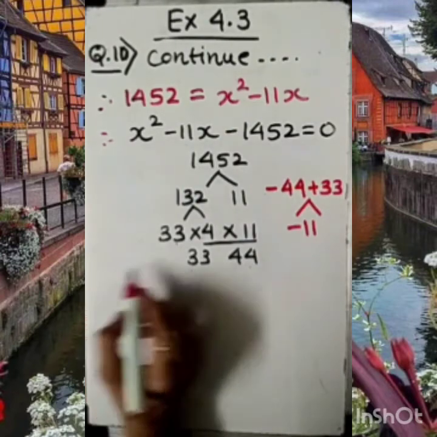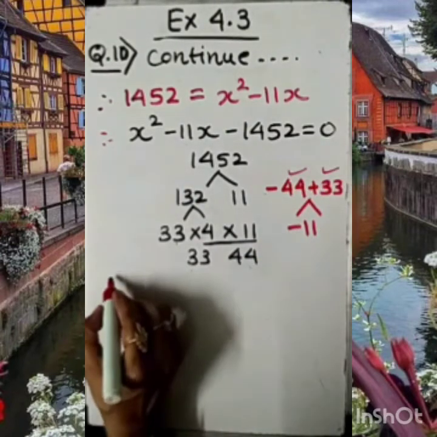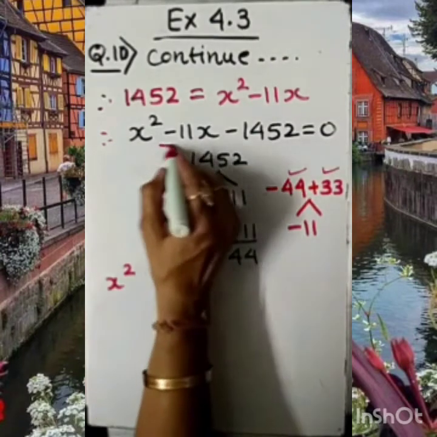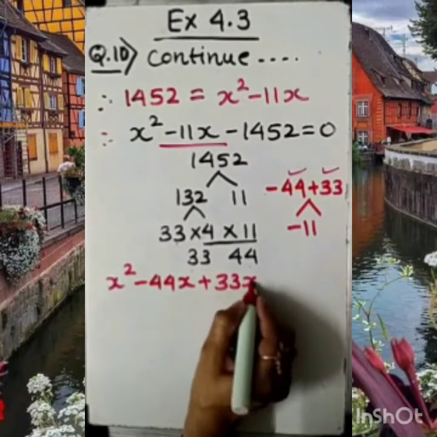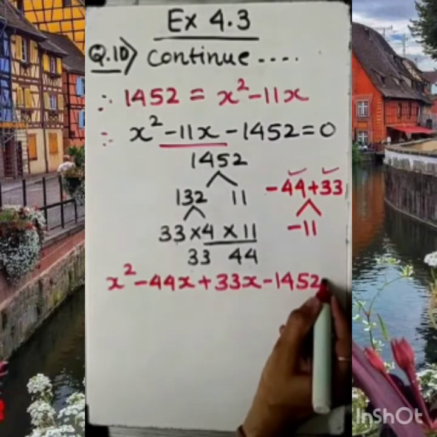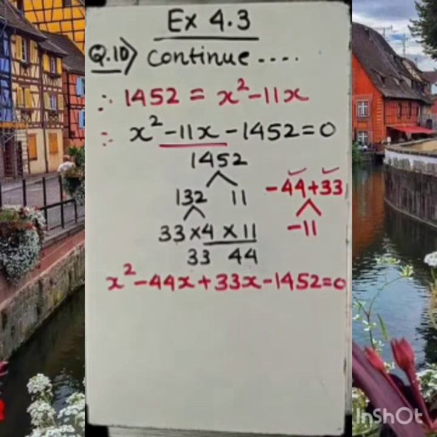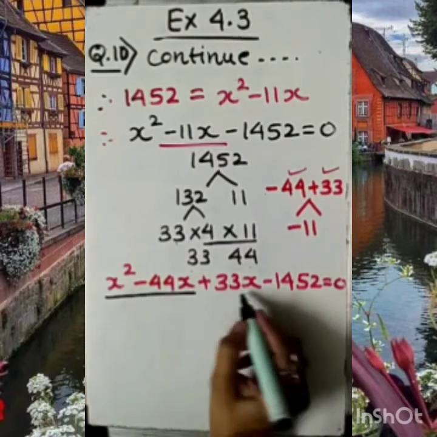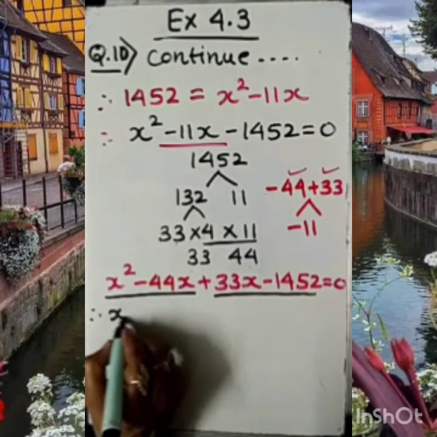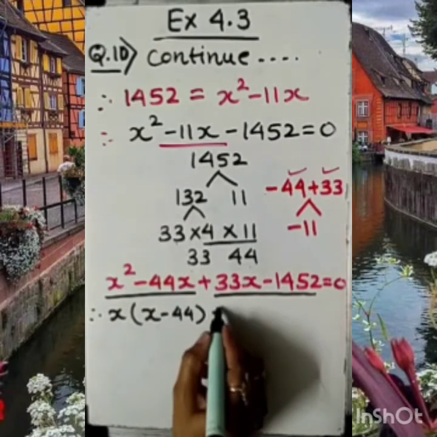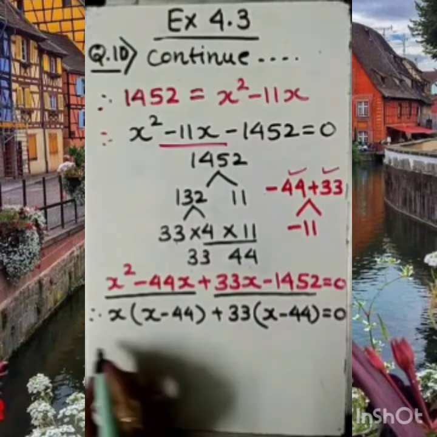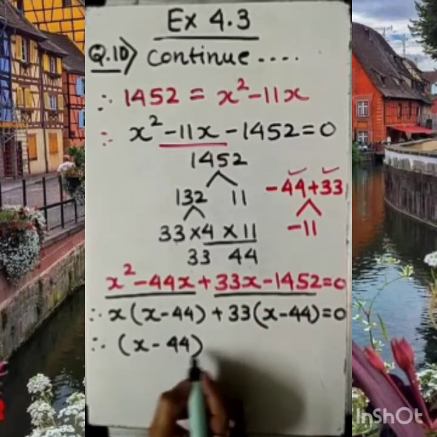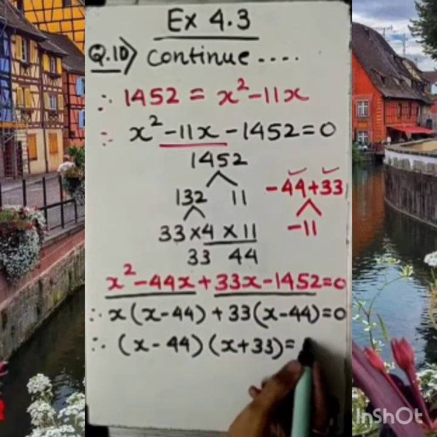So dear student, these two are the factors which we are making as the middle term. So we will have x square, and in place of this, I need to write minus 44x plus 33x minus 1452 equal to 0. Clear? Now, from the first two terms, I need to take out something common, and from these two terms as well. Therefore, x is common, so x minus 44 will be left. From these two terms, 33 will be common, so x minus 44 will be left. Therefore, x minus 44 in one bracket and x plus 33 equal to 0 in another bracket.